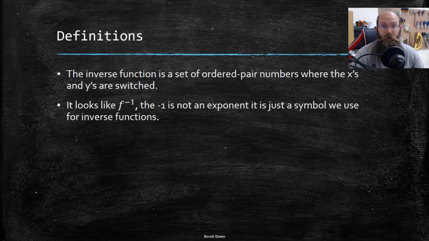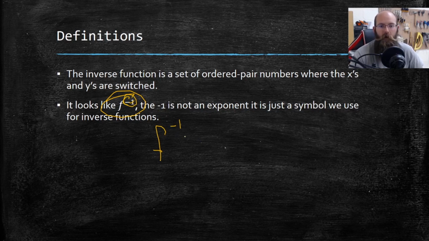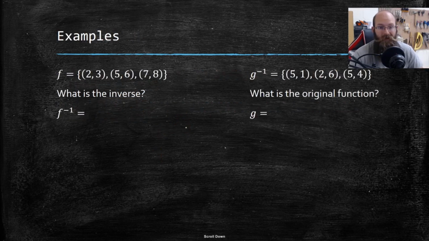And we need to get started with a little bit of definitions. So the inverse function is a set of ordered pairs where the x's and y's are switched, right? We just switch those things, and they look like this thing right here. f raised to a -1 exponent is what that looks like, but it's not actually an exponent. It's just the way we write this. It's the symbol for it. Again, not an exponent. Doesn't act like an exponent. Just looks like this.